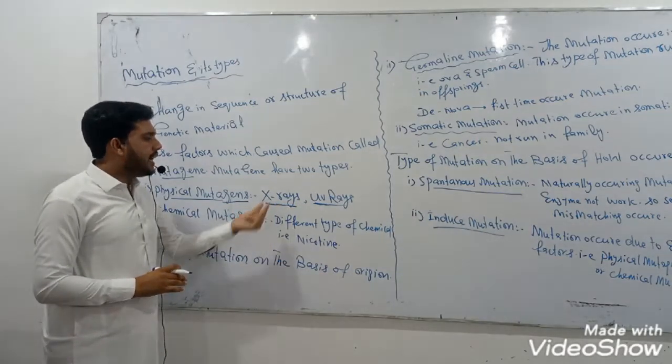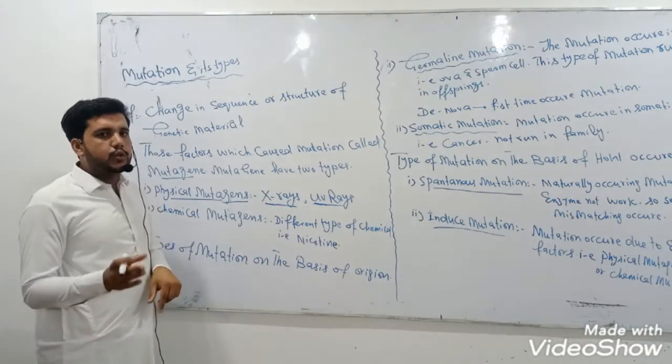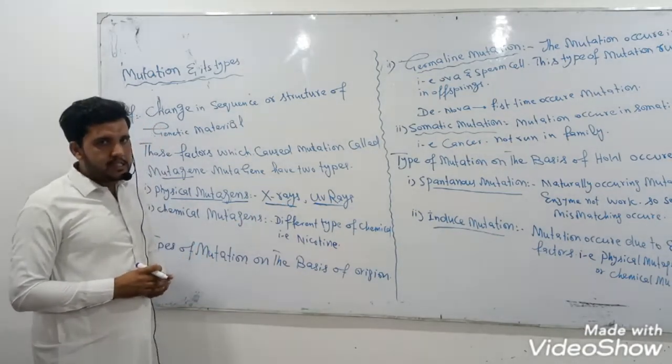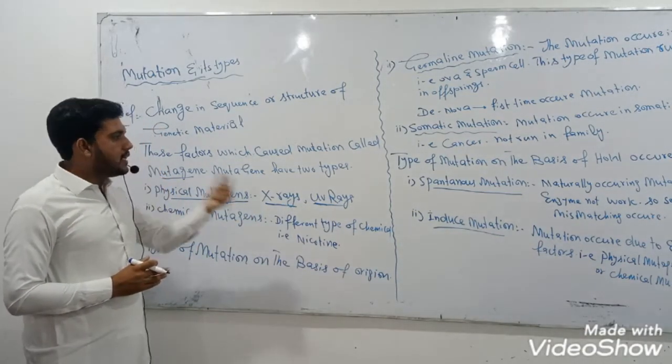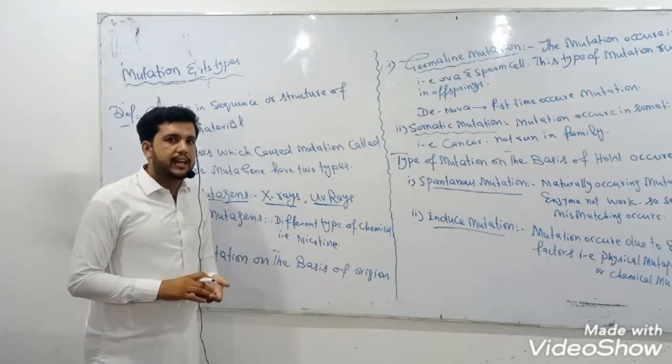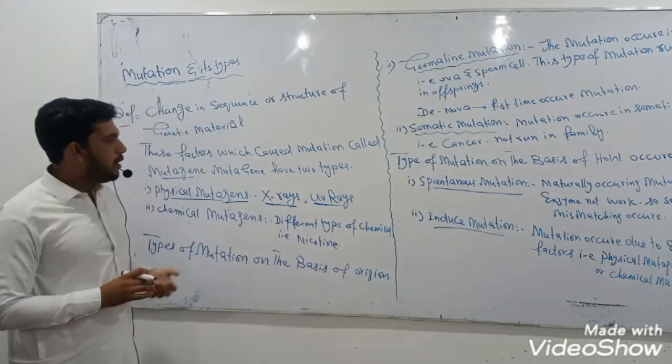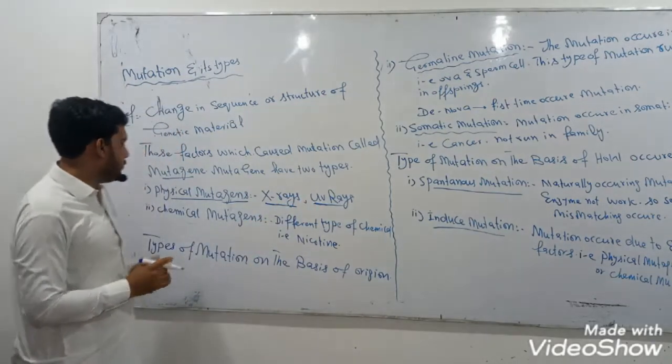X-rays physically attack the body, enter the body, affect the genetic material sequence and cause mutation. Same is the case with UV rays. Ultraviolet rays also strike the plant body and the animal body and cause mutation.